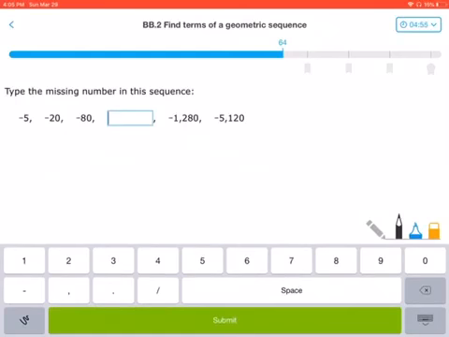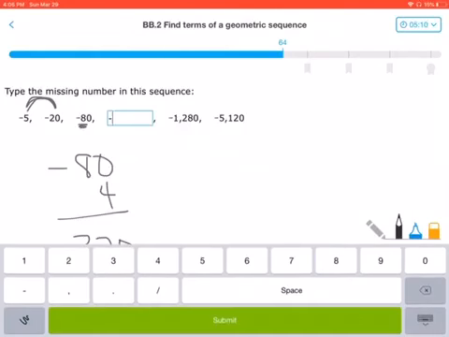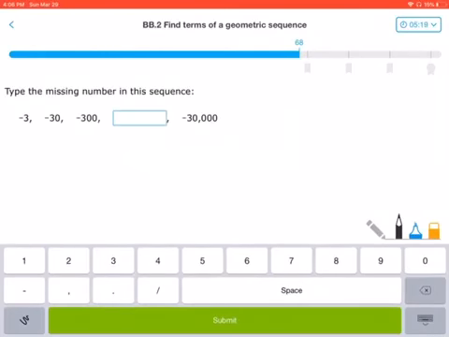Okay, once again, they're all negative. I'm going to type in a negative, and 20 divided by 5 is 4. So negative 80 times 4 would give me negative 320. So on these sequences, you figure out what they're being multiplied by to get the next number, and you've got it. I thought they would start getting harder, but it does not look like they will. So that's good for you. Much easier.